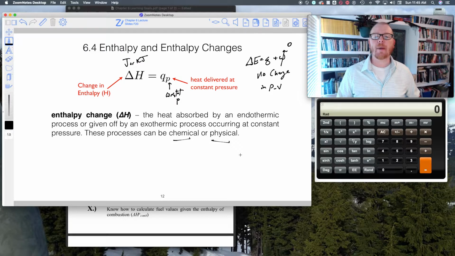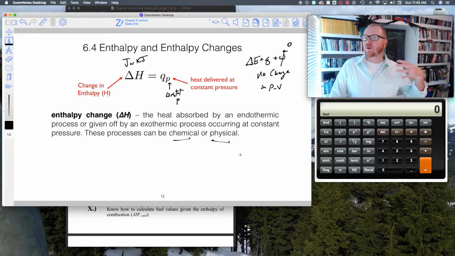And so when we talk about enthalpy in chemistry, it's kind of a blanket or like an umbrella term for a lot of different things, okay? So it's the heat accompanied with physical or chemical changes occurring at constant pressure. And so why constant pressure? What's the big deal about that?